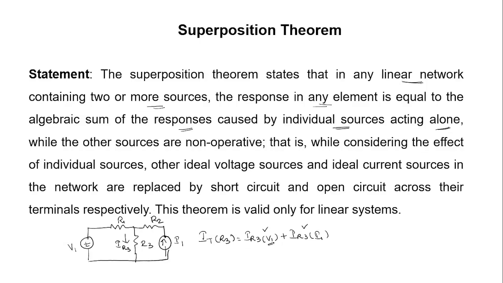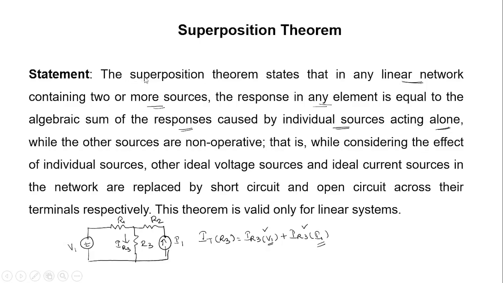Suppose V1 is acting alone, I1 should be made 0. So the current source is made 0 by open circuiting it. When I1 is acting alone, the voltage source should be made 0. So the voltage source is made 0 by short circuiting. Okay, so this is the statement.